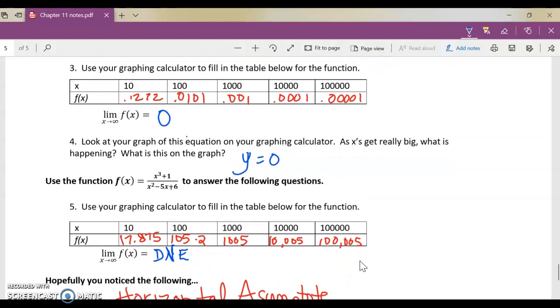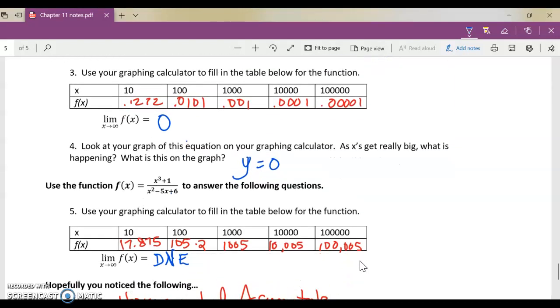Remember, you have 3 reasons for saying your limit does not exist. Your limit does not exist in this case because our function is increasing without bound. Our function is going up to infinity, and we know that we can't do that. We don't have a limit.